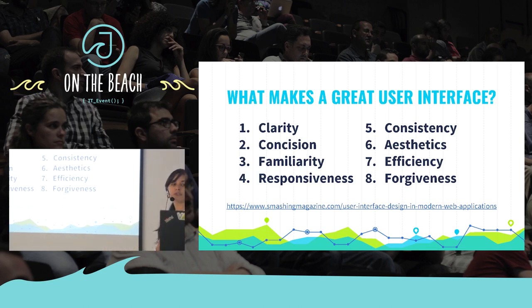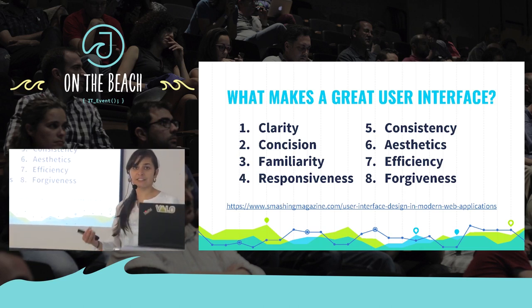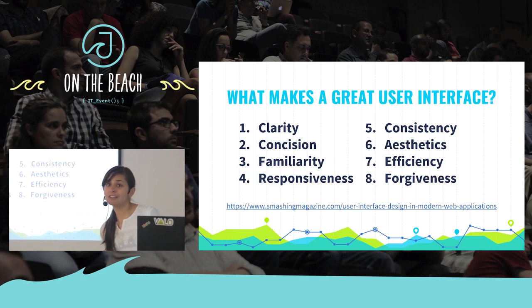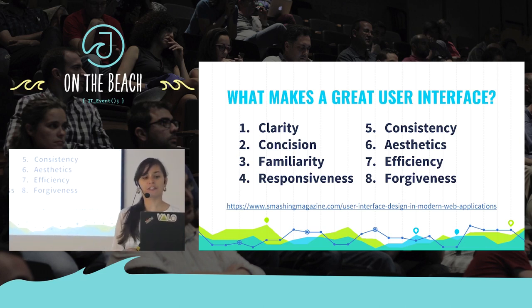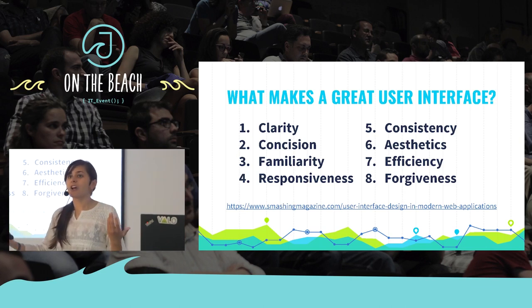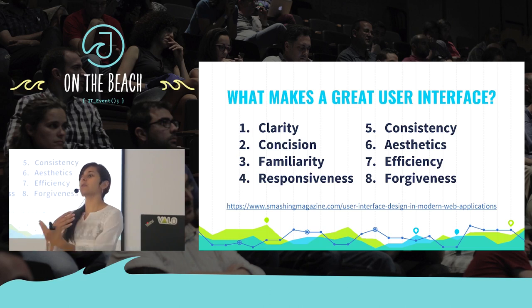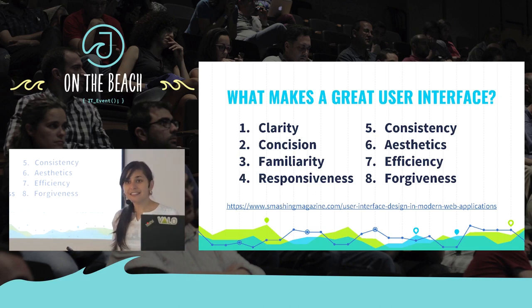Just to really quickly go through these, the first one is clarity, expressing what you want clearly, no ambiguity. Concision, doing it as quickly or as shortly as possible. Familiarity, leveraging existing knowledge. Responsiveness, which we usually think of in terms of snappiness, but also has to do with how the language responds to the user, how the interface gives feedback. Consistency, you want to not mix metaphors.